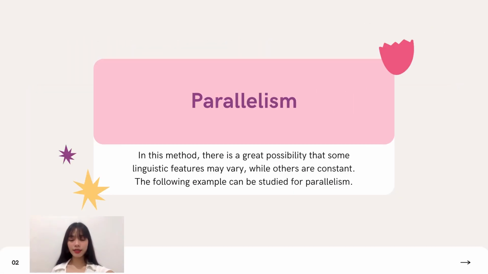Next is parallelism. In this method, there is a great possibility that some linguistic features may vary while others are constant. The following example can be studied for parallelism. It means that the similar parts of the sentence have the same structures. So nouns are with nouns, verbs with verbs, and phrases with phrases.